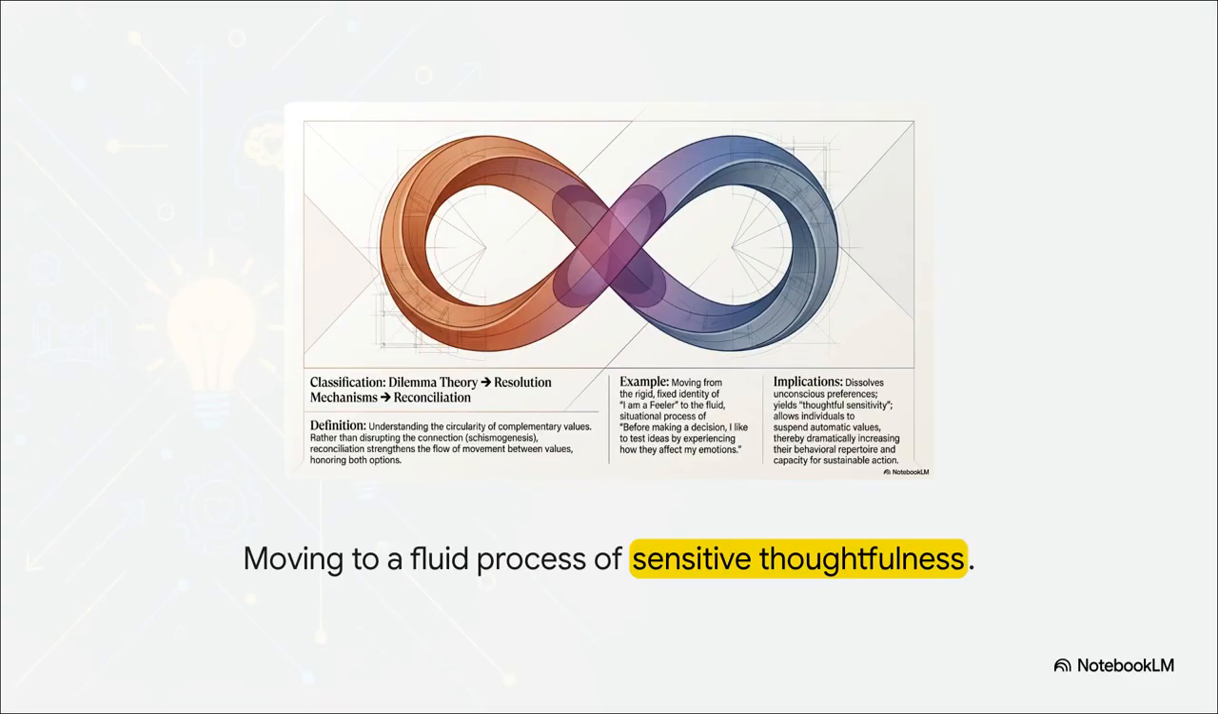In practice, this looks like moving from a rigid identity to a highly adaptive behavioral repertoire. Instead of Karen stubbornly saying, "I am a feeler," permanently locking herself into one mode, she reframes her value into a situational process: "Before making a decision, I like to test ideas by experiencing how they affect my emotions." This dissolves the unconscious preference entirely and yields what the academic literature calls sensitive thoughtfulness or thoughtful sensitivity.